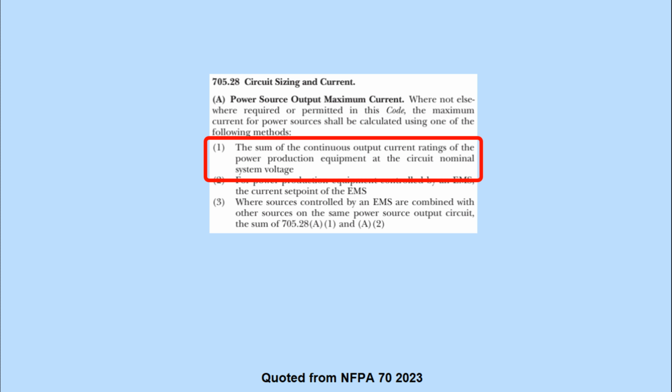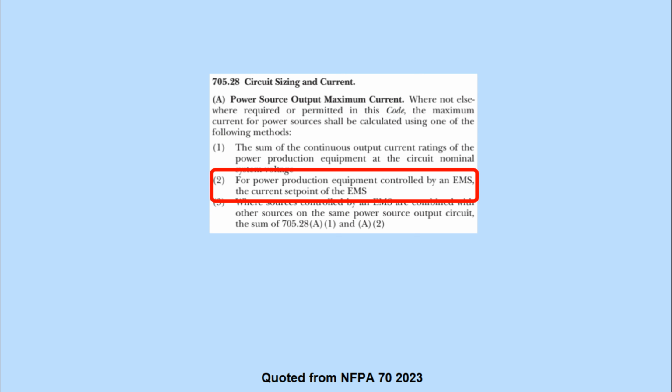1. The sum of the continuous output current ratings of the power production equipment at the circuit nominal system voltage. So add up the continuous output current ratings of all the inverters. Note that continuous means multiply that by 125%.